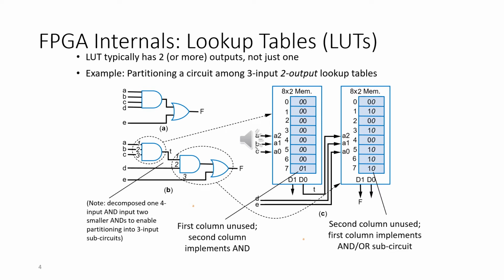So we will be burning the truth table of this into the second LUT, and you may use either of the two outputs again. We are using D1 over here. In the first, the first column is unused and the second column implements the AND. In the second, the second column is unused and the first column implements the sub-circuit. So this is how we can utilize the lookup tables. One column of each lookup table is still unused, so we can implement some other function with the help of these lookup tables.